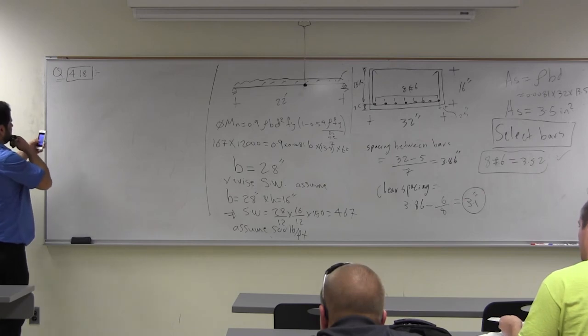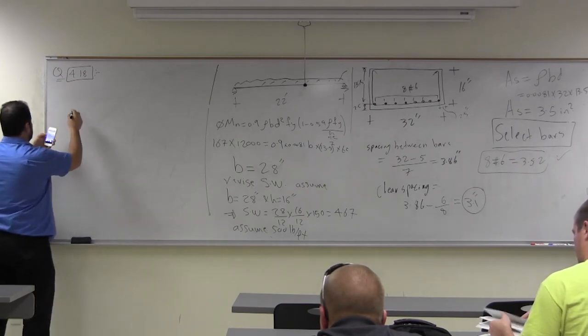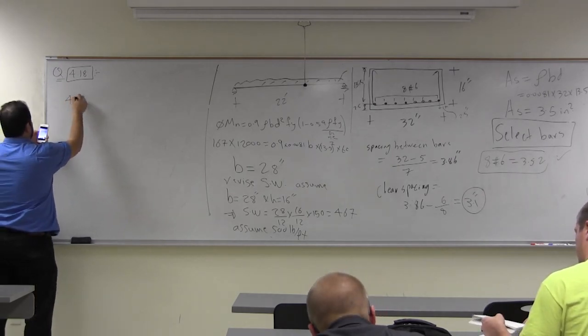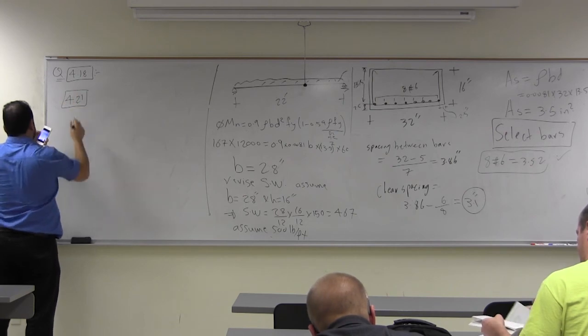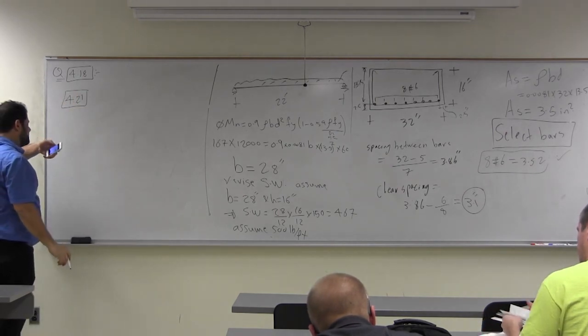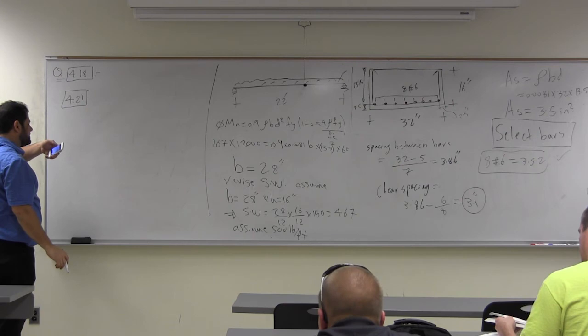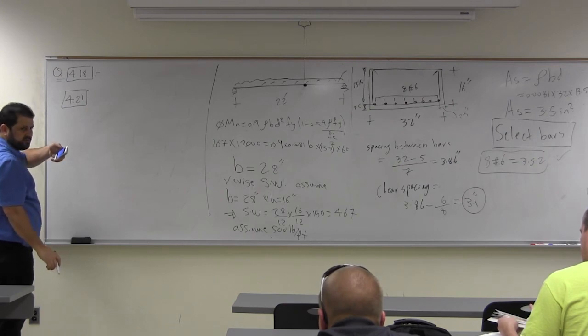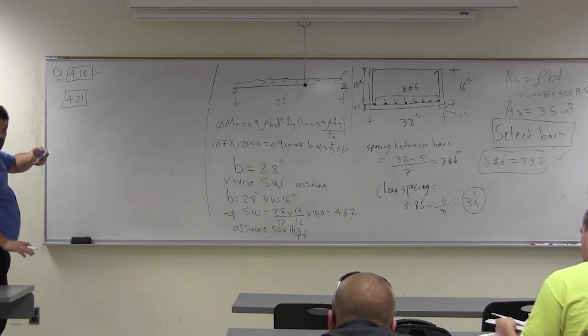Okay, you know what? Let me just do this for you. Question 421. He's saying a 4-span continuous beam of constant rectangular cross-section. So 4-span, constant rectangular cross-section.